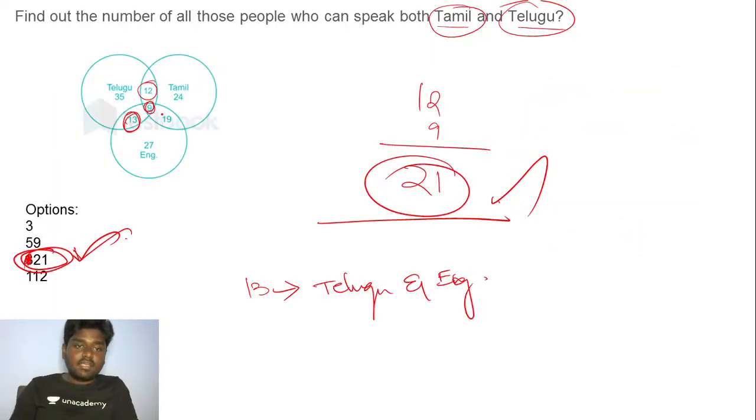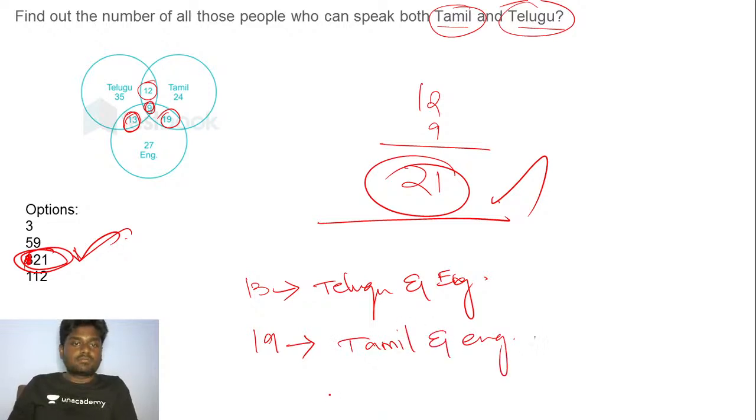In the same way, if you go for the 19, the number of people, they speak only Tamil and English. Again, Telugu is not involved here. You need to simply see the number of people who speak Tamil and Telugu both. So absolutely it's going to be 12 and 9, where the number of persons will be speaking Tamil and Telugu. Is that clear? Yes, give me a thumbs up if you're clear with this. We will go for the next question.